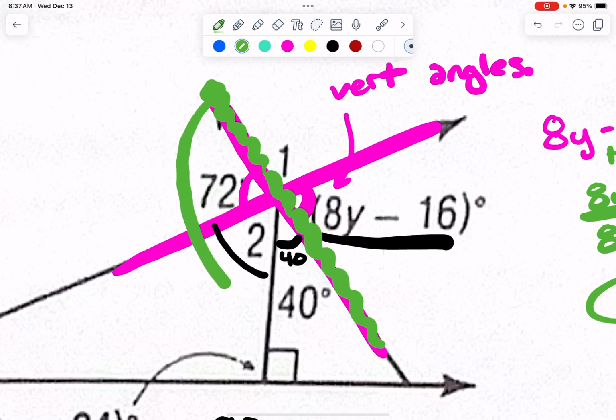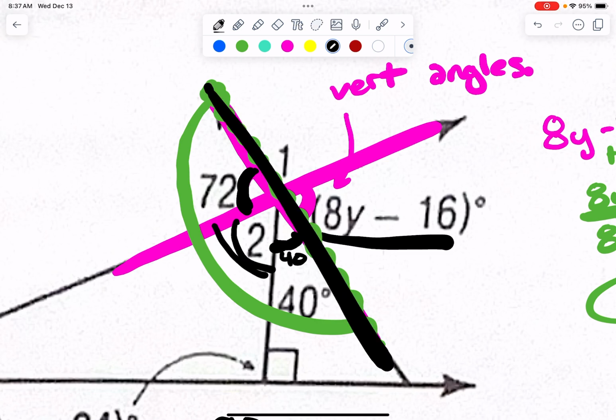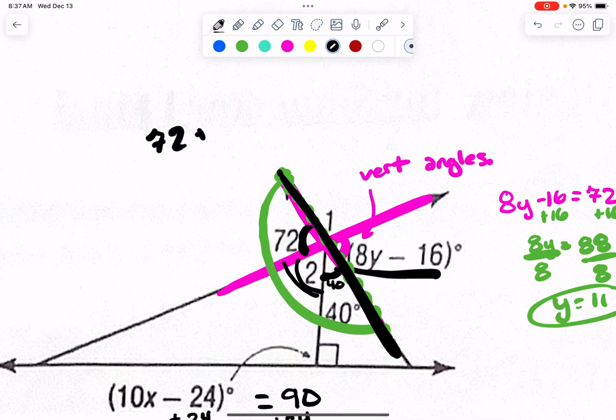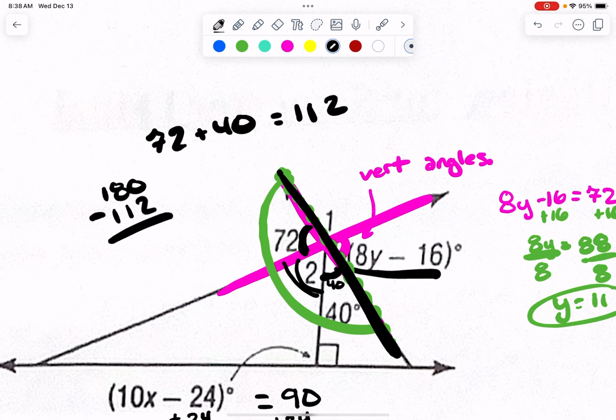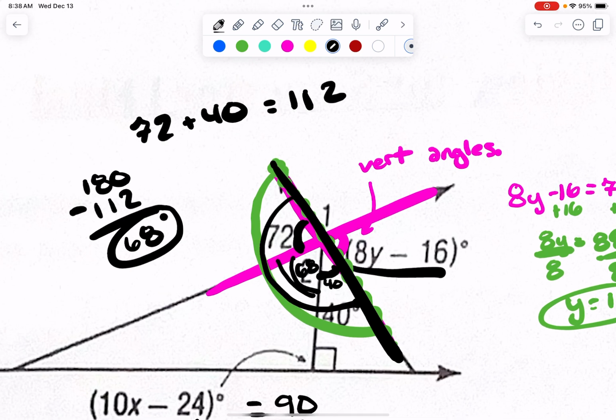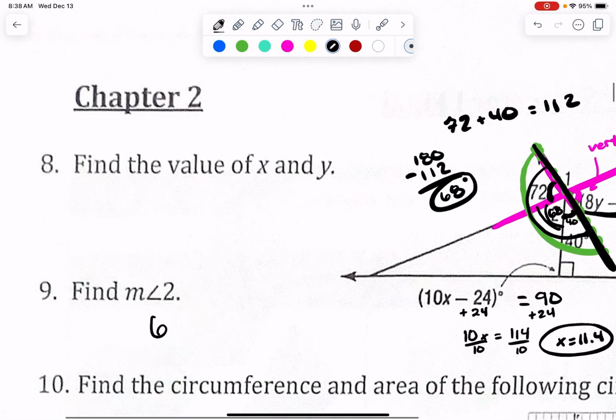And I know that all of these angles, there's 3 of them, this angle, and this angle, are going to all add up to be 180, right? They live on a straight line. So if this guy's 72 and this guy's 40, I can figure out what this one is by the fact that they live on a straight line. So 72 plus 40 is 112. And I'm going to take 180 and subtract 112. And that is 68 degrees. So he would have to be 68 in order for these 3 to add up to be 180. So that's what the measure of angle 2 is.